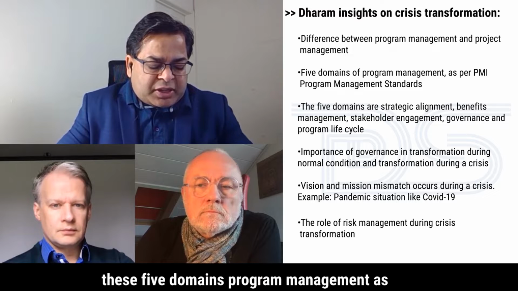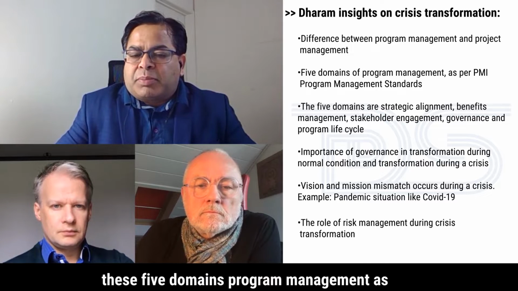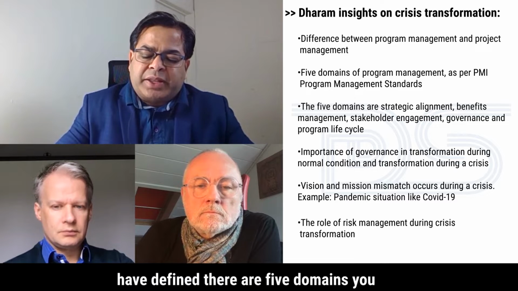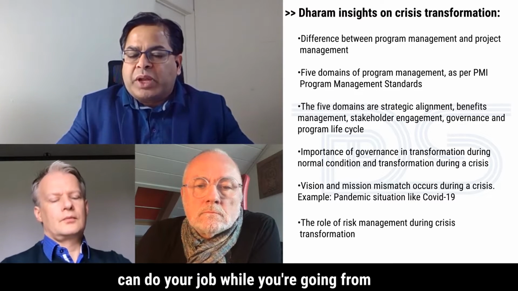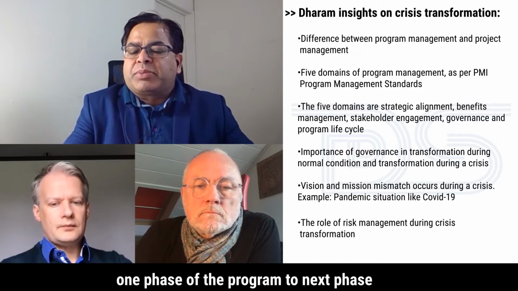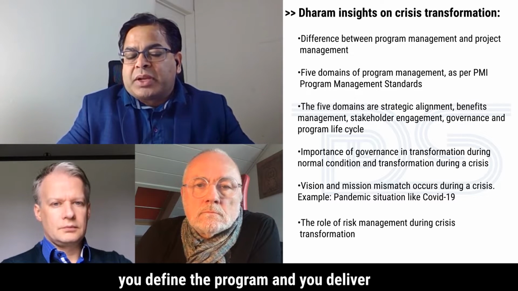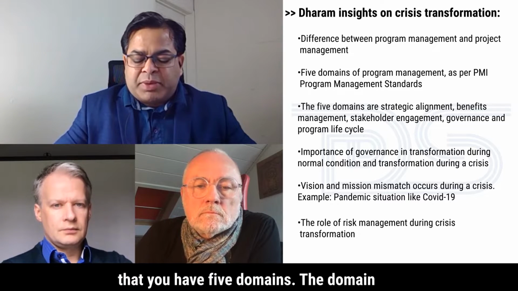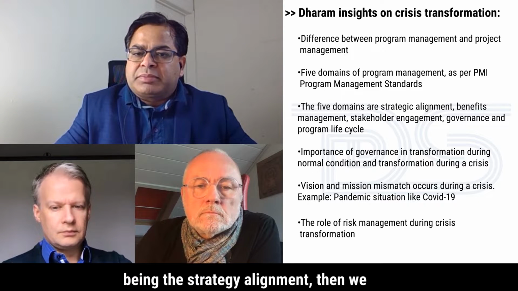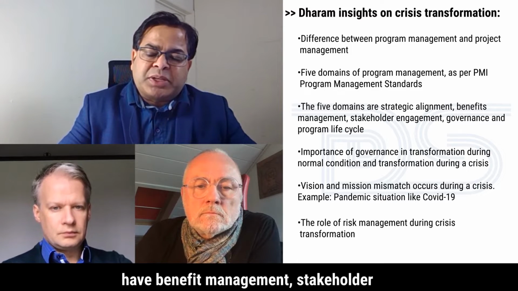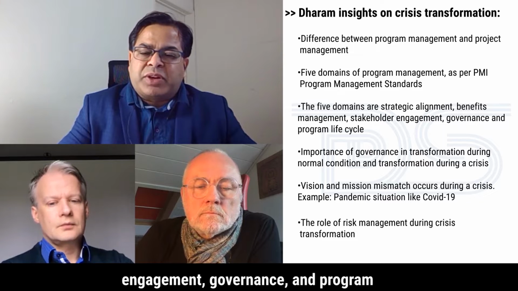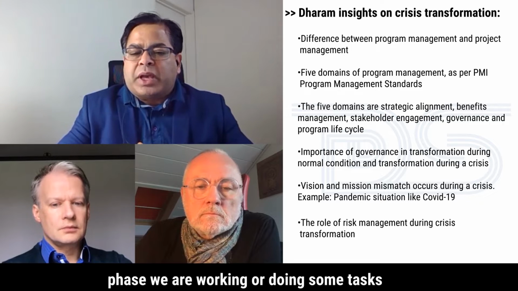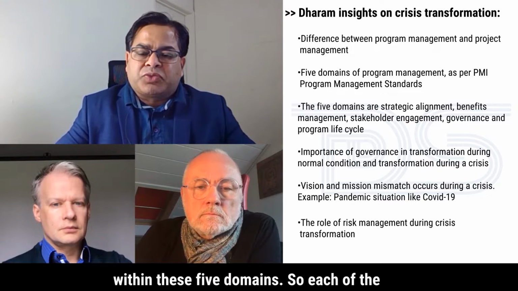And then we'll talk about these 5 domains. Program management, as per PMI, the Project Management Institute, they have defined there are 5 domains you can do your job in while you're going from one phase of the program to the next phase. You define the program, deliver the program, and close the program. Within that, you have 5 domains. The domains are strategy alignment, then benefit management, stakeholder engagement, governance, and program lifecycle. So as we move from phase to phase, we are doing some tasks within these 5 domains.